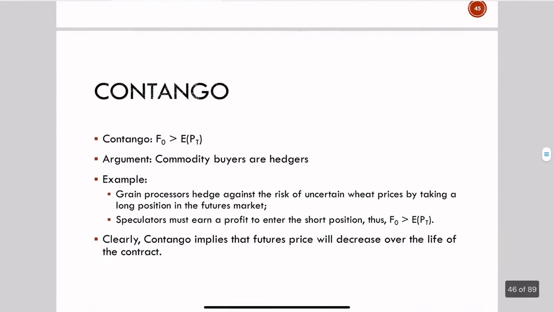Right? And then we will have the other case, which is called contango. In this case, we assume buyers are hedgers. So by similar reasoning, right? If buyers are hedgers, then they will want to induce the other side to take the short position. And we understand that for the short position, its profit is given by F0 minus PT, right? So if these short positions are to have positive profit, then this has to be larger than 0, which means F0 has to be larger than PT.